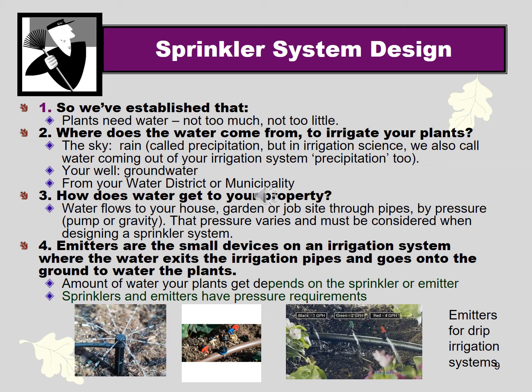The emitters are the small devices on an irrigation system where the water exits the pipes and goes onto your ground, and onto the plants. That's what an emitter is. It could be a pop-up sprayer, an overhead sprayer, a micro sprayer, a drip system. All of those things are called emitters. And each of those emitters has pressure requirements, water pressure requirements. Those will not work properly unless you have the proper pressure.